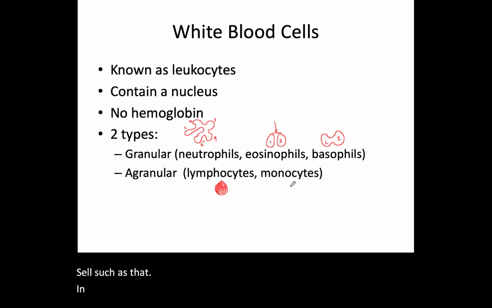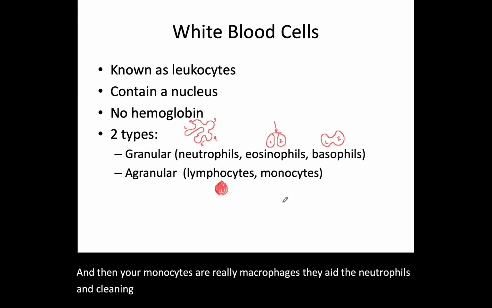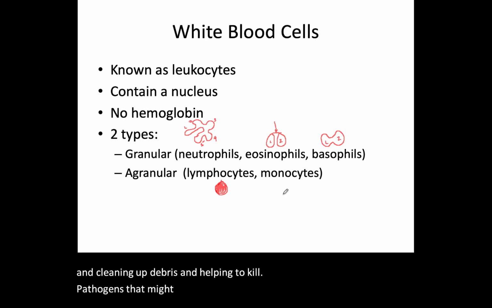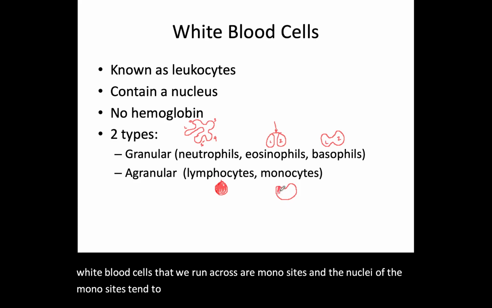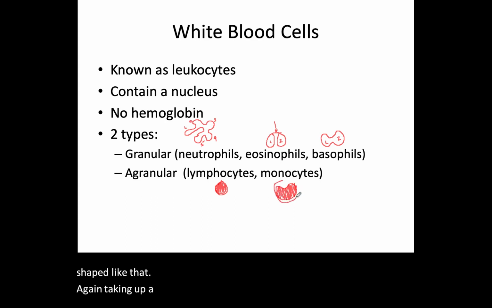And then your monocytes are really macrophages. They aid the neutrophils in cleaning up debris and helping to kill pathogens that might be within the cell. And so about 3 to 8% of the overall white blood cells that we run across are monocytes. And the nuclei of the monocytes tend to be more kidney bean shaped, right, or neck pillow shape, like that. Again, taking up a large component of the cell, just like that.